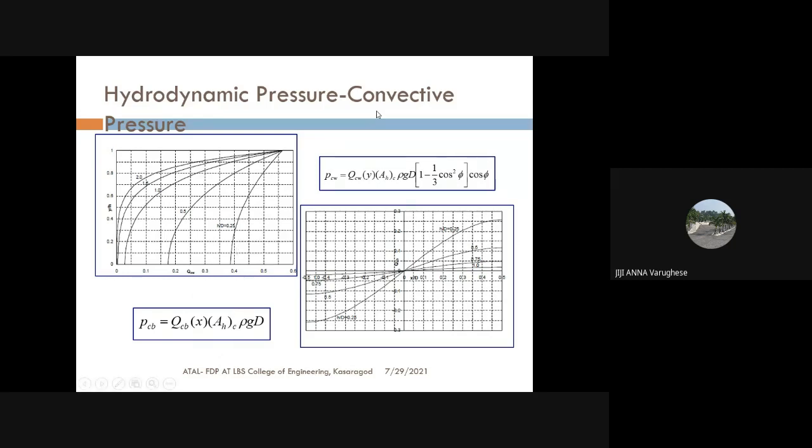Now coming to the convective pressure acting on the wall. Just by looking at this chart, we can say that this corresponds to that of convective pressure because the value is maximum at the top and it has a minimum value at the bottom. So this variation corresponds to the convective pressure. And this is the equation for the convective pressure acting on the wall, and this is the equation for the convective pressure acting on the base slab. Both contain some coefficient which reflects the variation along the height of the wall. So you can find out what is PCW and PCB.